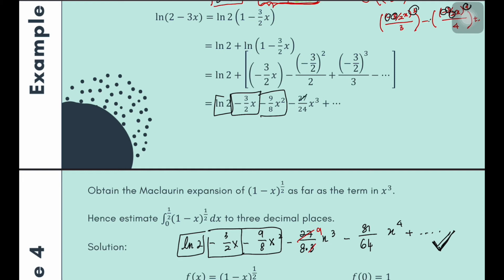Okay, sini boleh bahagi dengan 3 dapat 9, bahagi dengan 3 dapat 8. So 9 per 8 x kuasa 3 tambah dot. Dan kita ada extra one term. So this is how we find the expansion of the function by using Maclaurin theorem.